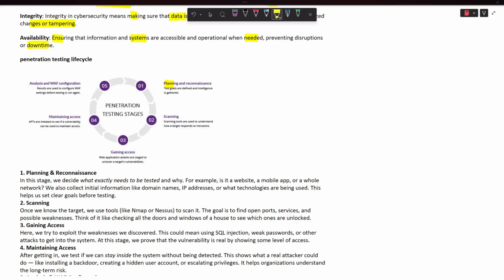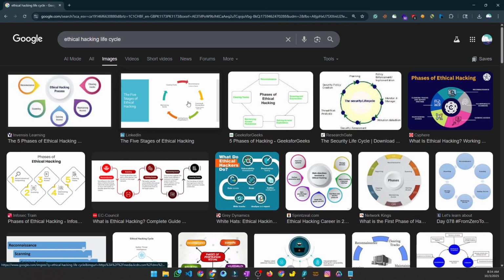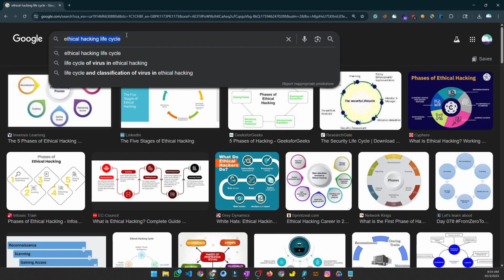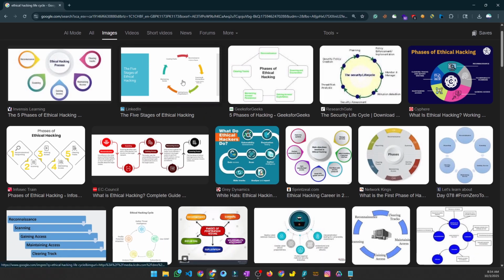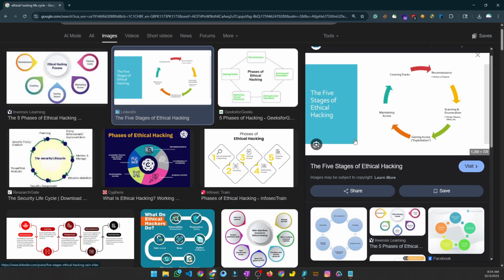Okay, so I'm just googling it for you guys. Let me show you. For example, let's see, we have ethical hacking life cycles. If we open any of it up, you can see we have reconnaissance, then scanning, gaining access, maintaining access, and covering tracks.